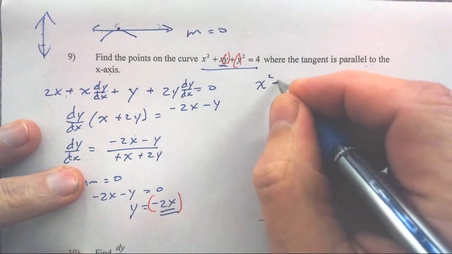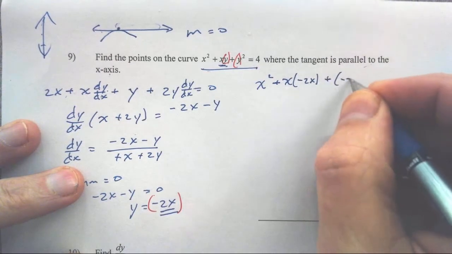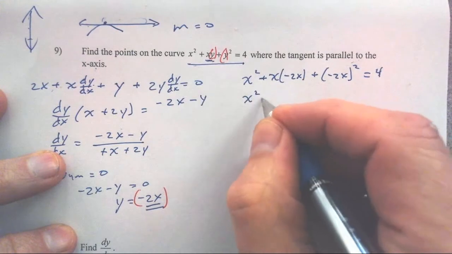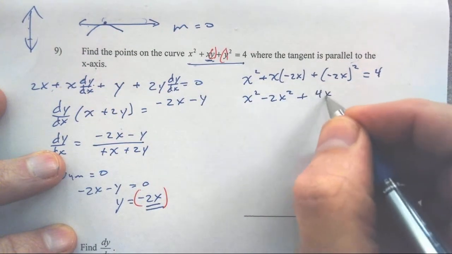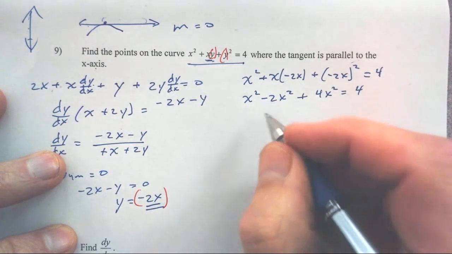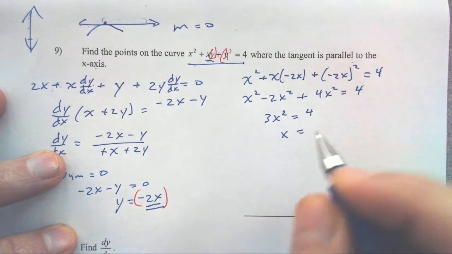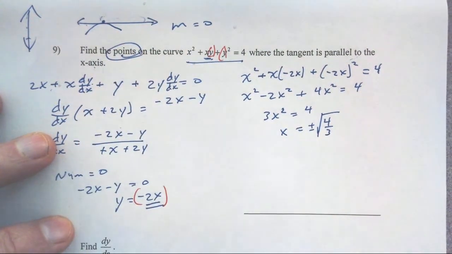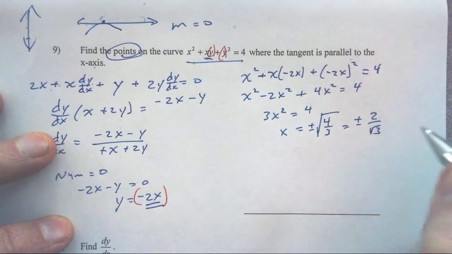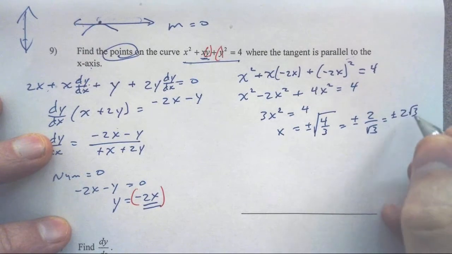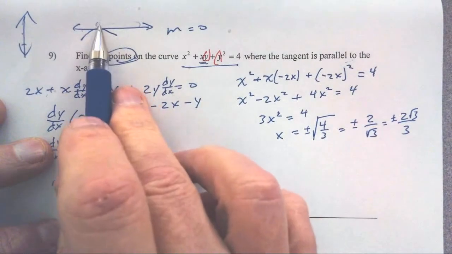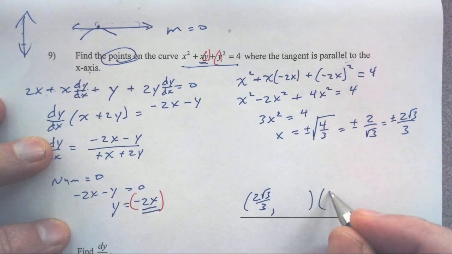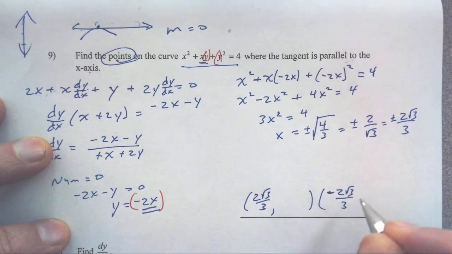So that becomes x squared plus x times negative 2x plus all of negative 2x squared equals 4. Looks bad, it's going to get good in just a second. Here I get x squared minus 2x squared, and this will ultimately be plus 4x squared equals 4. That's 5x squared minus 2x squared, 3x squared. Let's solve for x. I get x equals, I divide by 3, I take the plus or minus square root of 4 on 3, find the points. You should expect more than 1. So that is plus or minus 2 on root 3, or maybe better, plus or minus 2 root 3 on 3. Which means I have a point where the slope is parallel at 2 root 3 on 3 something, and I have another point at negative 2 root 3 on 3 something.